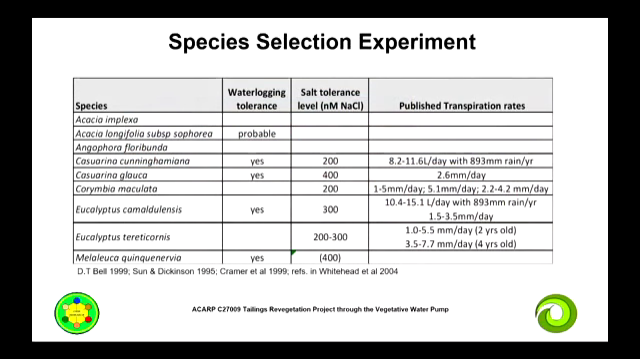So the next stage is looking at species selection, selecting species with high transpiration rates so that we can de-water these dams. So we've made a preliminary list of native species and species that are relevant to the area, with maybe the exception of Melaleuca quinquenervia, which is more coastal. And we've selected them based on parameters like waterlogging tolerance, salt level tolerance, and whether we could find information on transpiration rates.